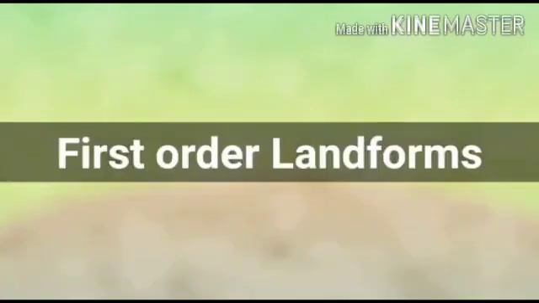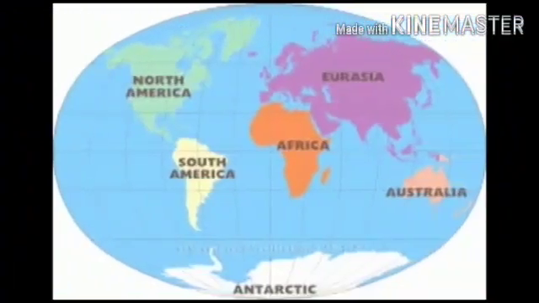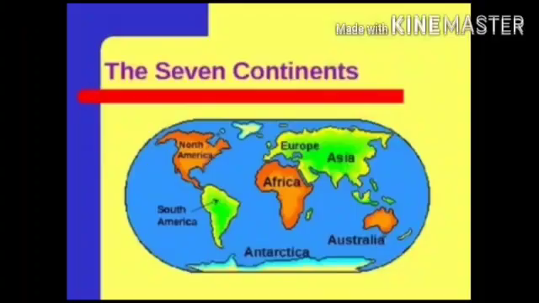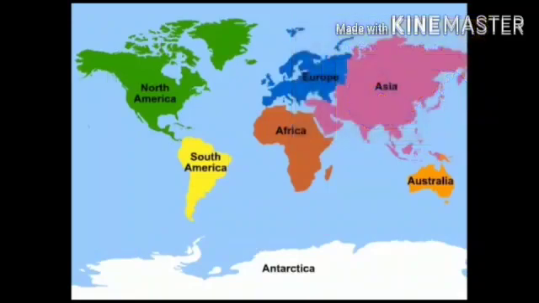Now I am coming to the topic of first order landforms. Continents and oceans are grouped as first order landforms. The vast land masses on the earth are called continents and huge water bodies are called oceans. There are 7 continents in the world. They are Asia, Africa, North America, South America, Antarctica, Europe and Australia. Asia is the largest continent, whereas Australia is the smallest one.